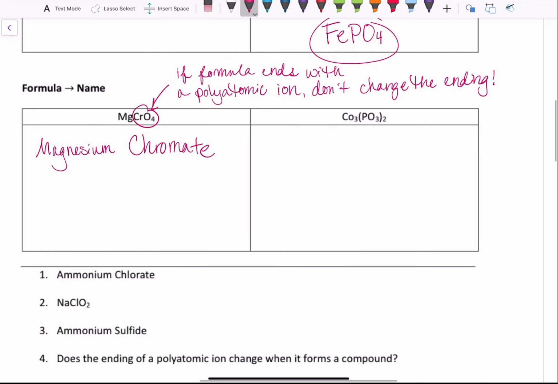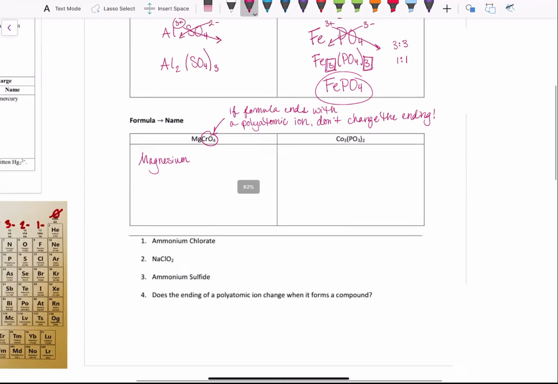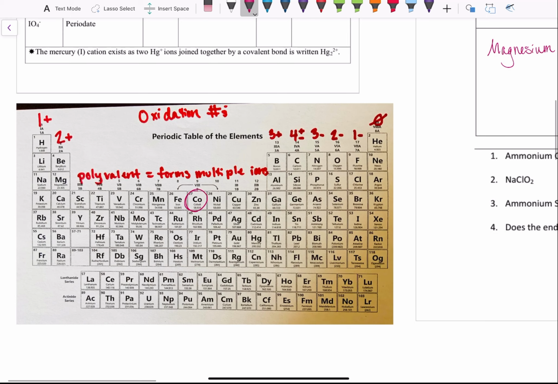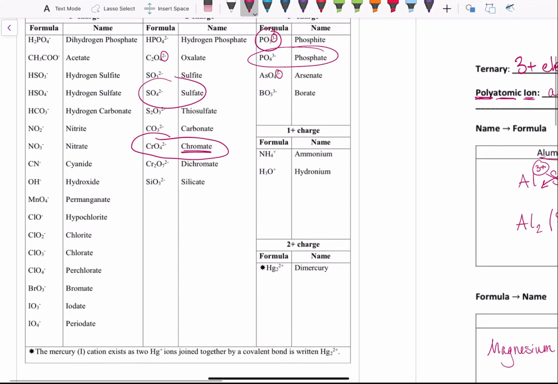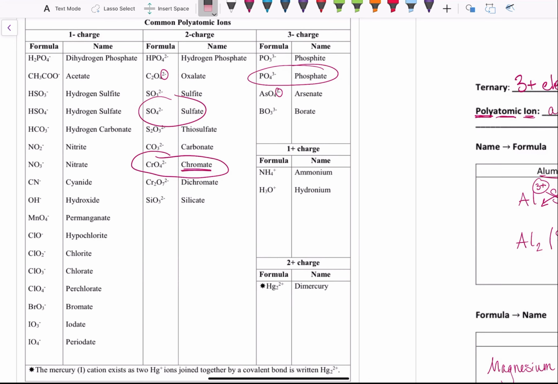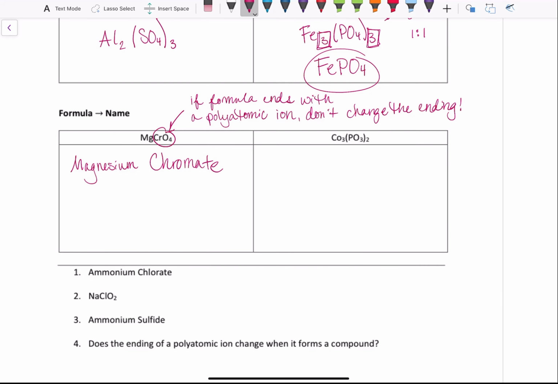Up next, we have Co3(PO3)2. So cobalt is a transition metal, which means it's polyvalent. So because of that, our answer has to have a Roman numeral. That way we know which specific cobalt we're talking about. So there's cobalt, and the other part of it was PO3, and PO3 is right here, and that's phosphite. So we know Co is cobalt. Let's leave some room for a Roman numeral, and then PO3 is phosphite.